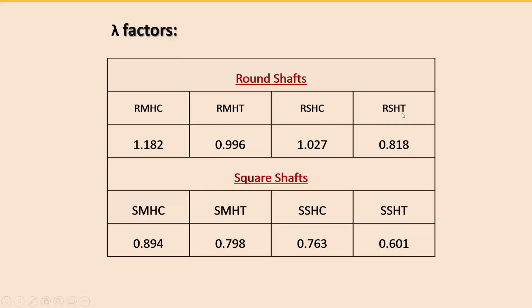You can see the lowest is for single helix in tension for round shaft. For square shaft, square multi-helix compression, you can see the compression is higher, 0.894. Square multi-helix tension 0.798. For square single helix compression 0.763, and for square single helix tension 0.601. You can see that the single helix, whether it is square shaft or round shaft, has the lowest because of this. You can see the lambda factor over there.